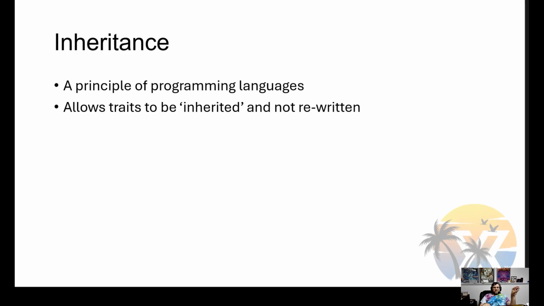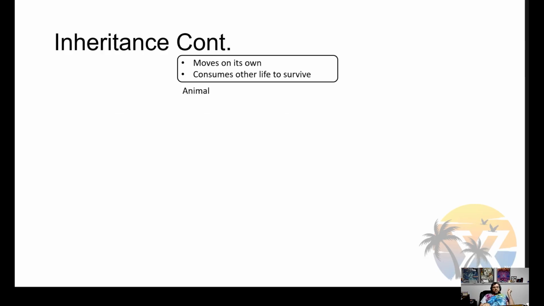Next up, inheritance. This is a programming principle. And basically the idea of inheritance is to allow you to have traits that can be inherited and not rewritten. So let's talk about what that looks like and why I'm even talking about it eventually. So inheritance is best, I find, with an analogy about animal taxonomy. Hopefully you took biology in high school. If you didn't, this might feel a little weird, but I think you'll be able to stay with me here.